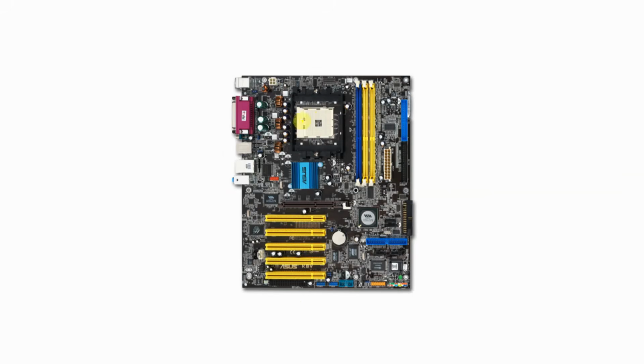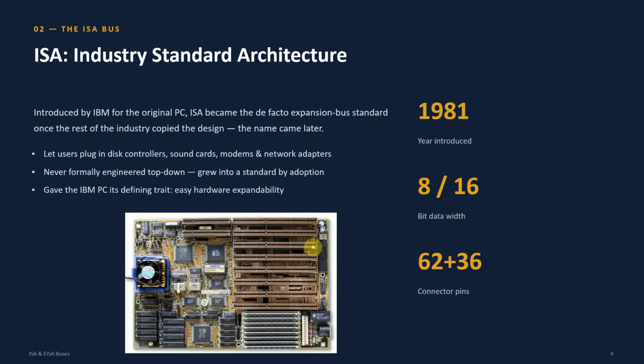Now, let's say if you have a particular processor and you want to connect external devices, you're going to connect them via these particular slots. What I mean by this slot and how we are going to connect them, we're going to discuss. First of all, let's understand ISA, which stands for Industry Standard Architecture. ISA was introduced by IBM for the original PC, and it became the de facto expansion bus standard once the rest of the industry copied the design, and the name came later.